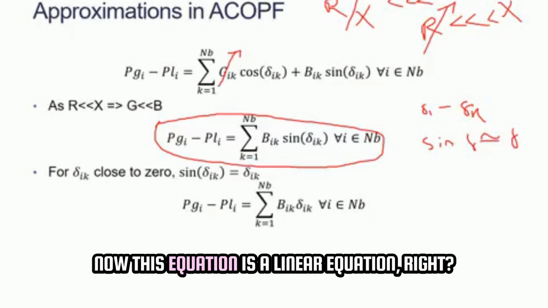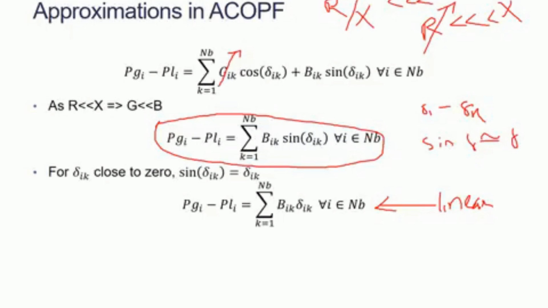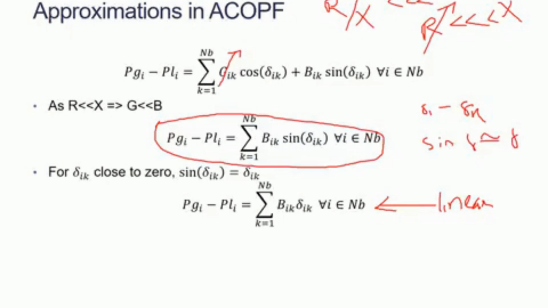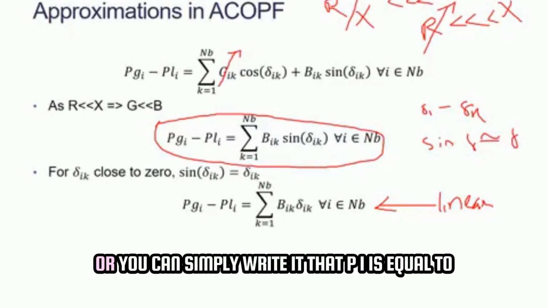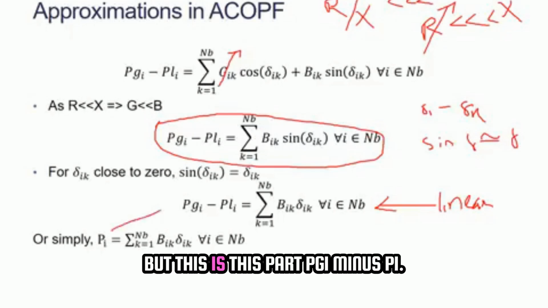Now this equation is a linear equation, right? You can see this. This is now a linear equation. Do you agree with me? Now this is a linear equation, or you can simply write it as Pi is equal to the sum of BIK into delta K. Pi is nothing but this part, PGI minus PLI.